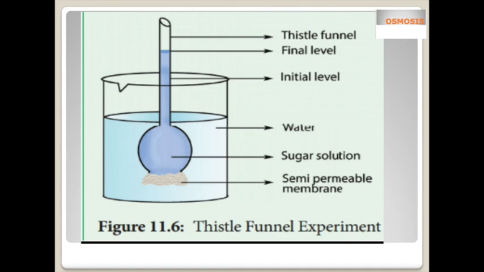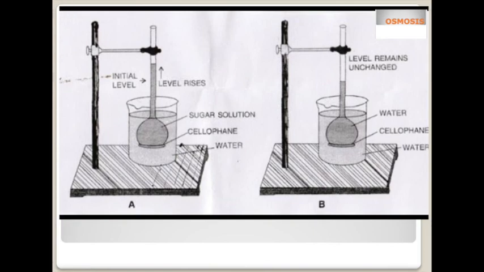When you meet it, don't be taken aback. Let's look at the very final aspect for us to end this lesson. We have two diagrams here, using cellophane as the semi-permeable membrane. On the left-hand side, A, you saw the initial level of the solution, and then it rises up. That shows the expected result when we use this material for the experiment: the initial level at the beginning, and the final level at the end.